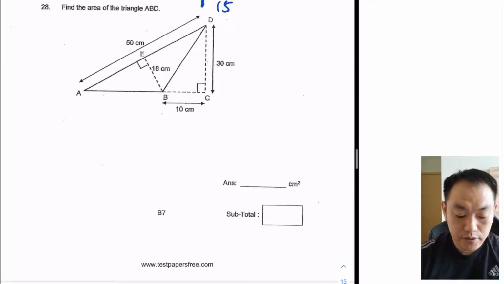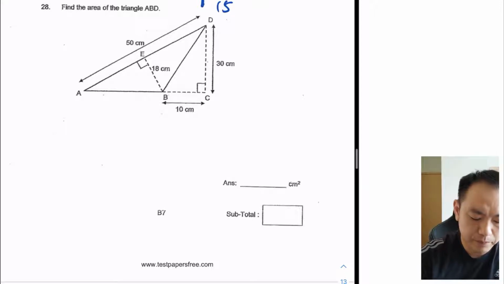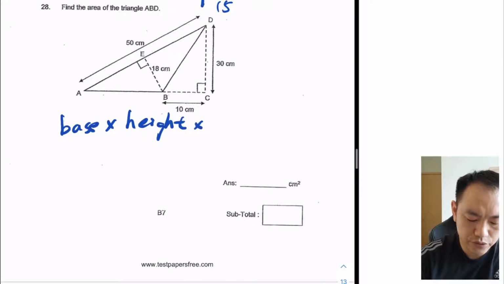Question 28. Find the area of triangle ABD. Okay, so triangle ABD. How do you find the area of a triangle? You need a base and you need a height, and then divide by 2 or times half. Okay, so what is the base?